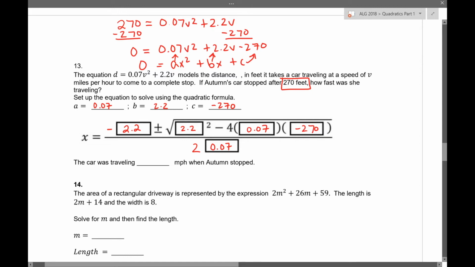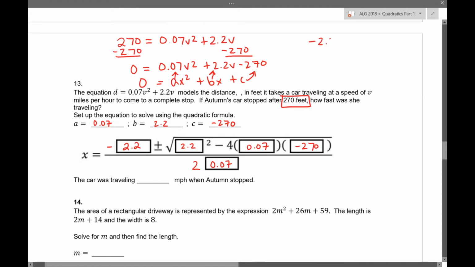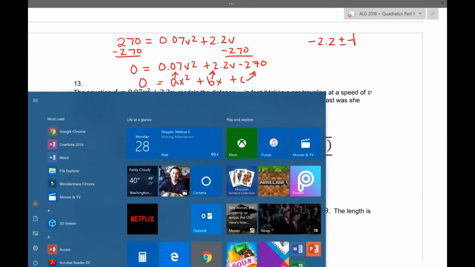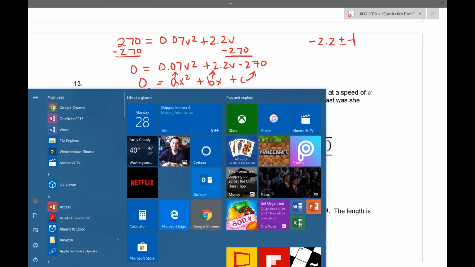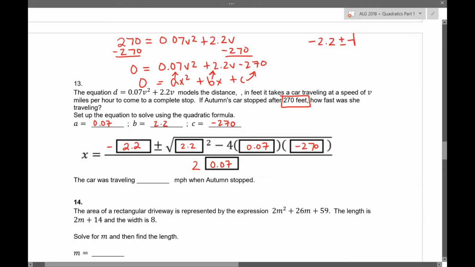There's nothing I can simplify at first, so let's write it at the top. Negative 2.2 plus or minus the radical. Now I can simplify the first part, 2.2 squared. That gives 4.84. So I have 4.84.